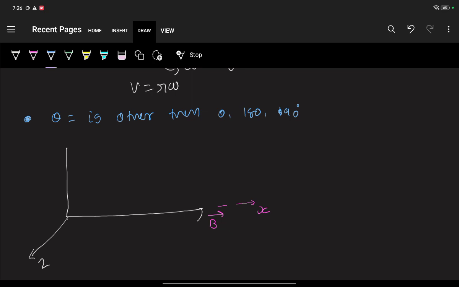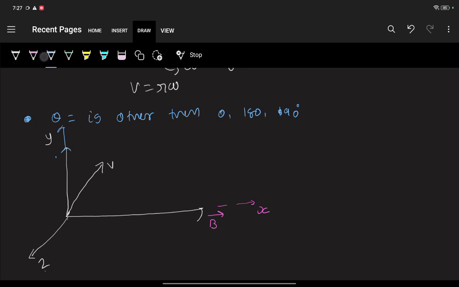Let's just call it y direction and z direction. Velocity is somewhat like this way, in this direction, in between the y and x direction. The particle is going in between directions. That means the particle is neither going in the x direction nor in the y direction. It is also not going in the z direction. Then what would happen?